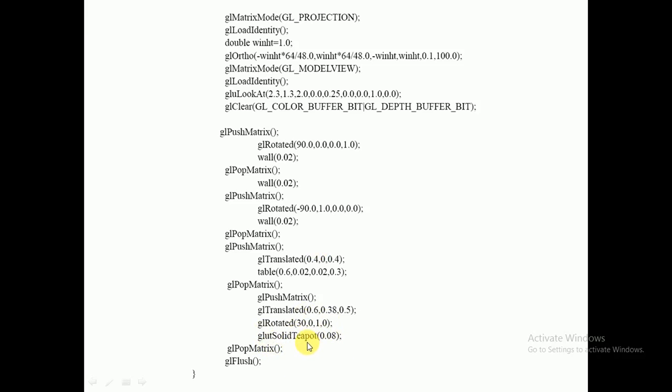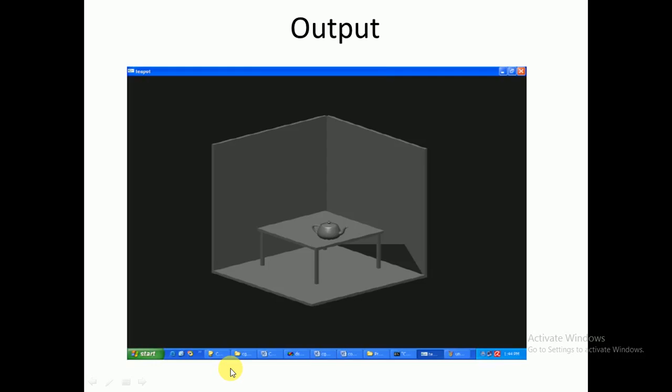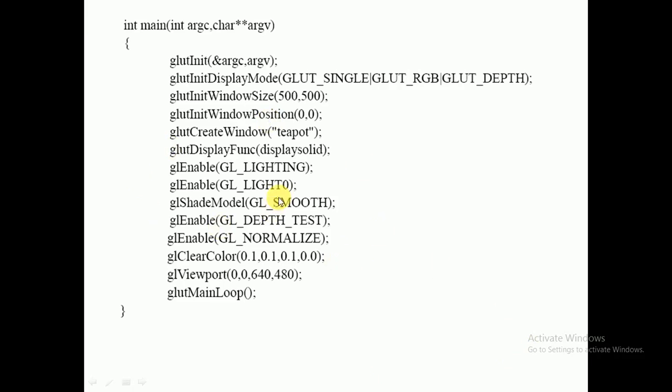Again, as I told, there is a built-in primitive to draw a teapot, but to draw a table and wall we don't have a built-in primitive. There is glutSolidTeapot with size 0.08. It will draw that teapot. Then pop, again you go back to the origin, then flush. Then it will draw the teapot with all effects, right? Again here, as I told, to enable lighting effects, glEnable lighting. To enable the light, glEnable light 0, the lighting effects and light positions, right?